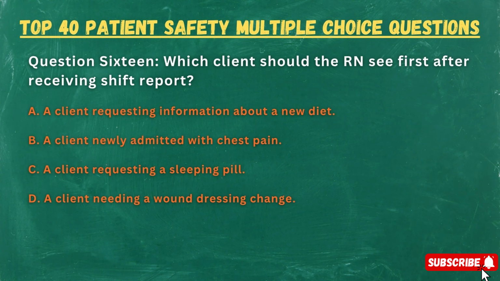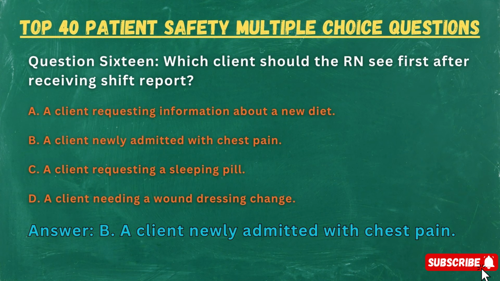Question 16. Which client should the RN see first after receiving shift report? A. A client requesting information about a new diet. B. A client newly admitted with chest pain. C. A client requesting a sleeping pill. D. A client needing a wound dressing change. Answer. B. A client newly admitted with chest pain.